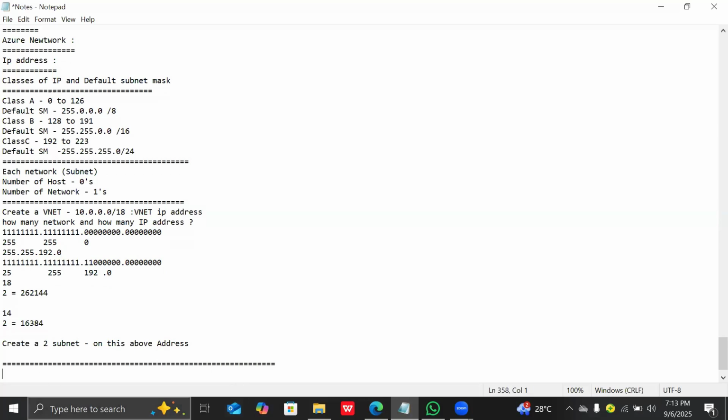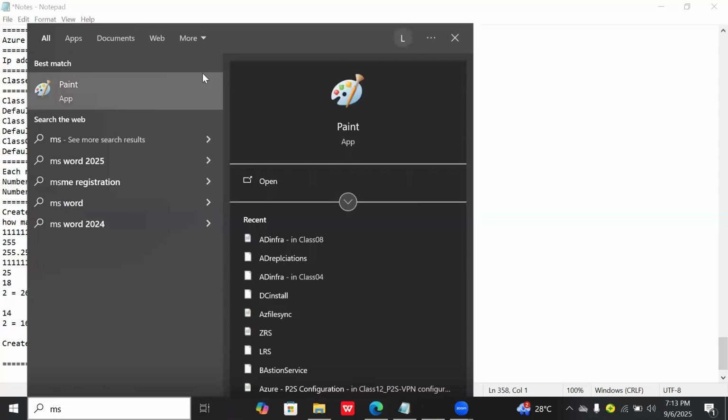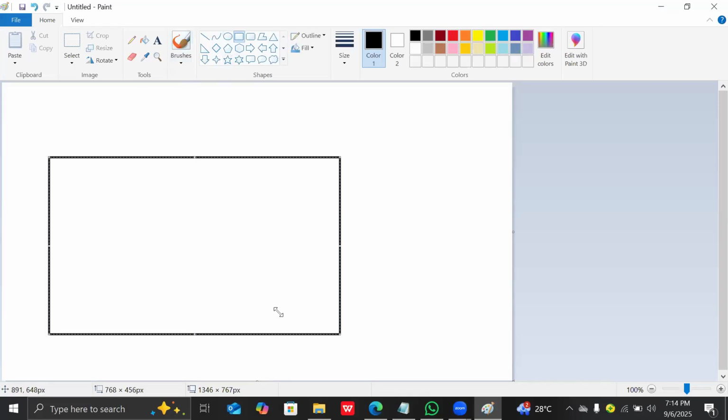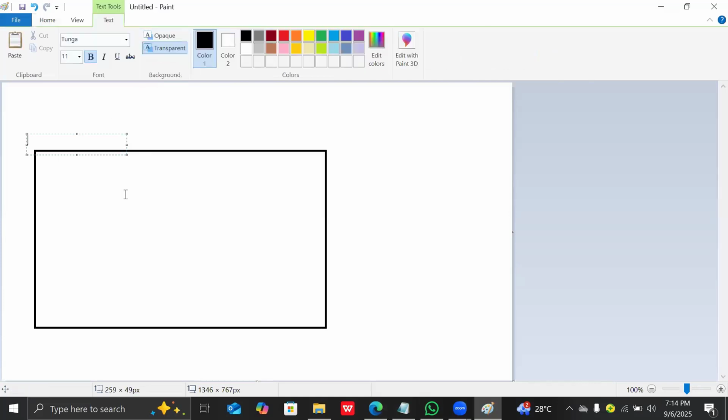We are making one big network in Azure, which is called a VNet. The name of the service to create a virtual network is VNet. You can give any name. For example, the VNet name is VNet 1, and the address provided is 10.0.0.0/18. This is also called the address space.